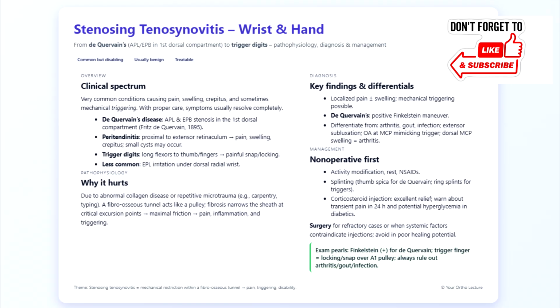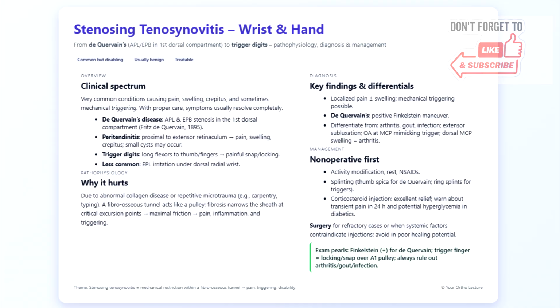When we talk about stenosing tenosynovitis, the most classic example is when the extensor pollicis brevis and the abductor pollicis longus tendons are affected within the first dorsal compartment. This is what we know as de Quervain's disease, first described in 1895 by the Swiss physician Fritz de Quervain. But the spectrum is much broader.